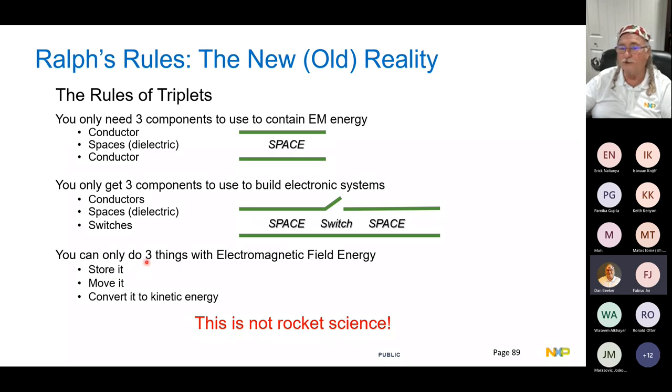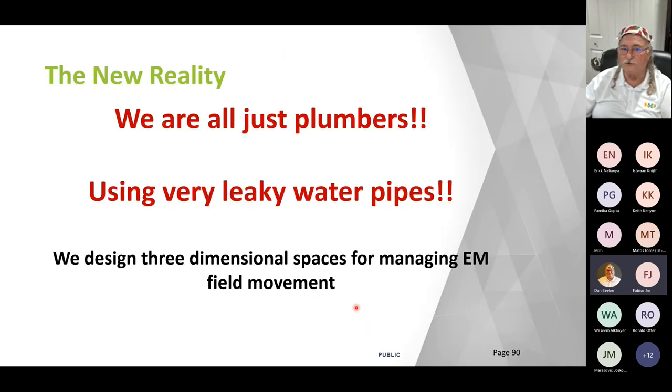And you can only do three things with field. You can store it, move it, or convert it to kinetic energy. Like I said, this is not rocket science. We're all just plumbers using very leaky water pipes. We have to design three-dimensional spaces for managing the electromagnetic field gradient.